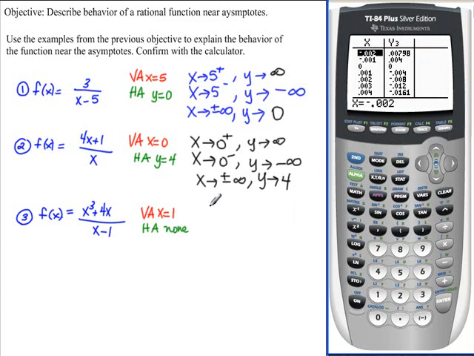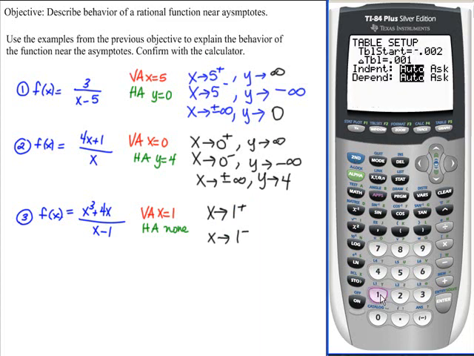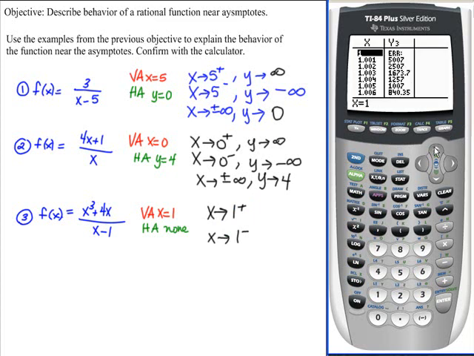What we need to do, let's find our behavior near the asymptotes first, since I already have the table set up to count by thousandths. So as x goes to 1 from the right and 1 from the left, let me change my table setup to start at 1, and we'll count by 0.001. So we can see, right, as x is going closer and closer to 1 from the right, our y values are getting larger and larger and larger. As we're getting closer and closer to 1 from the left, we're getting smaller and smaller and smaller. So that does confirm that we have a vertical asymptote here.